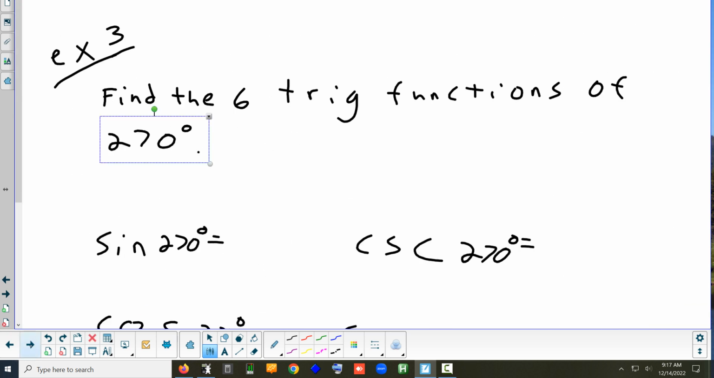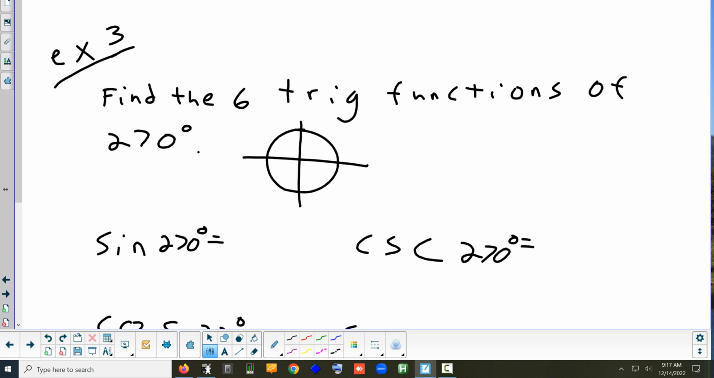All right, let's do this one. 270. Okay, what's the first thing I need here? To find the coordinates. I need the coordinate. So I imagine my unit circle diagram, and I try to think where 270 is. 270 is 0 and -1. It's when you go down 1. So there's our coordinate. And now we fill in everything.